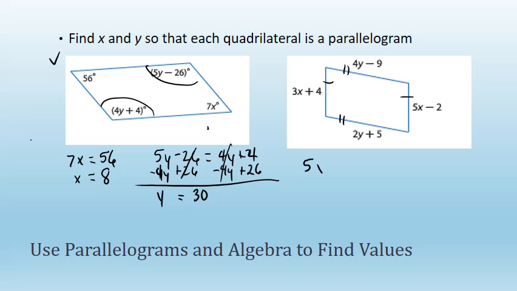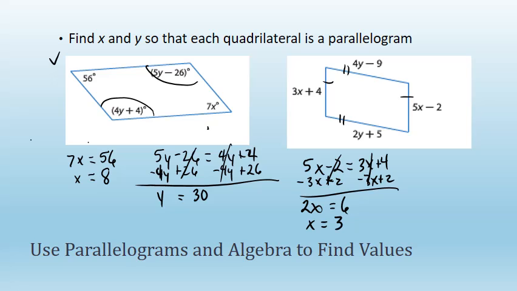So we can say then that 5x minus 2 is equal to 3x plus 4. And we're going to subtract 3x from both sides and add 2 to both sides, combining like terms. And so 5x minus 3x gives me 2x. Negative 2, 2 cancels. Positive 3x, negative 3x cancels. And 4 plus 2 equals 6. Divide both sides by 2. And x is going to equal 3.